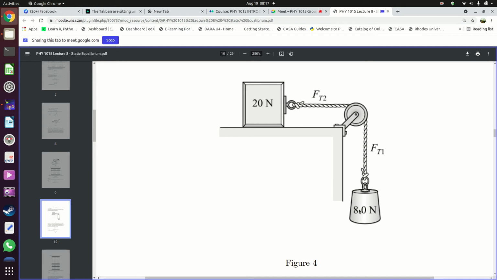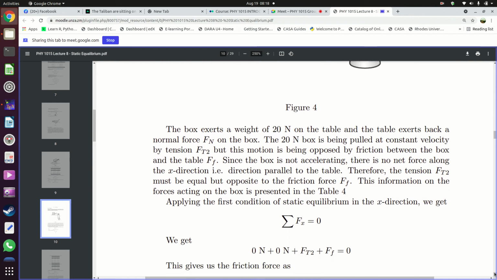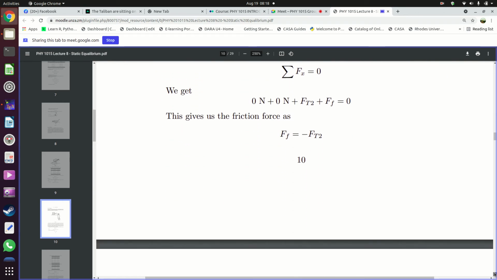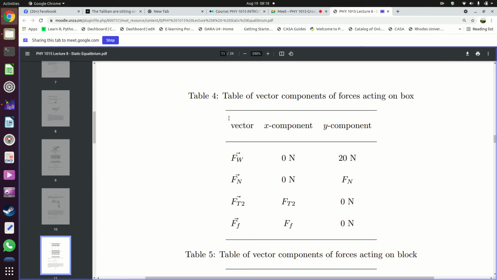Okay, so with that information, for this object, we have identified four forces. For this object, we have identified two forces. For each of the objects, we create a table of components. We create a table of components for each of the objects. So this is a table of components for the 20 Newton object.